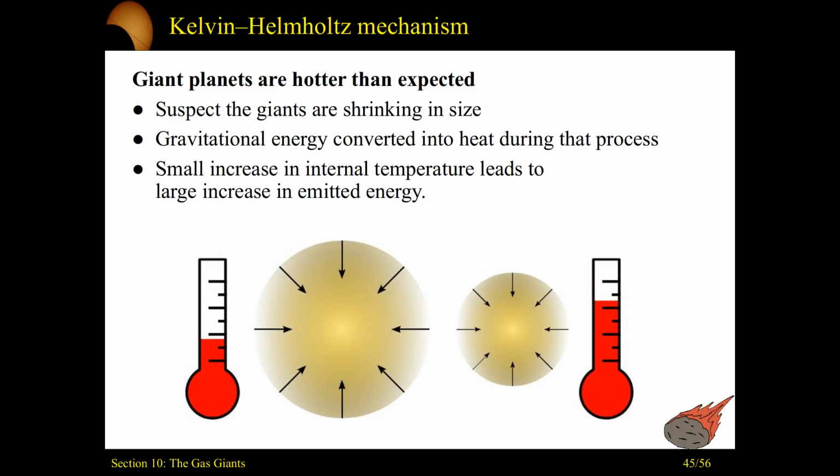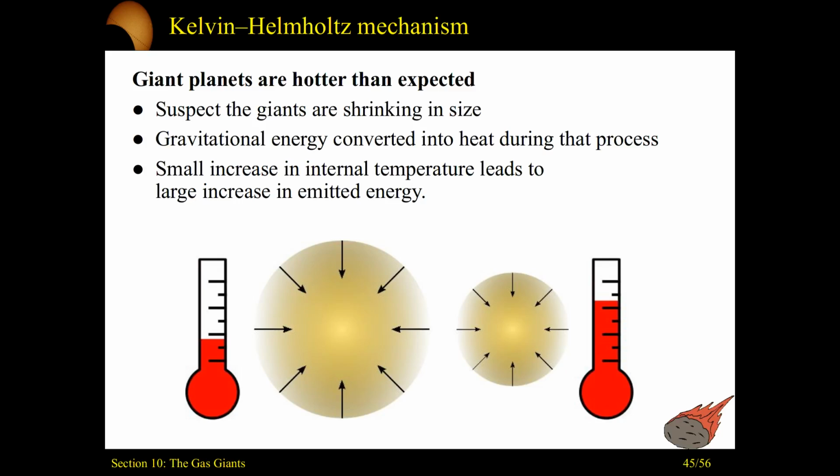Here's the concept. You take a big planet, and gravity is still trying to crush it in. And so you take an object and you squeeze it, you crush it down a little bit, it shrinks in size. Well, a small change in radius will equal a big change in temperature. So in essence, what's happening is that gravitational energy, as it crushes the planet down a little bit, is heating up its internal structure. Now, it's not a dramatic amount.